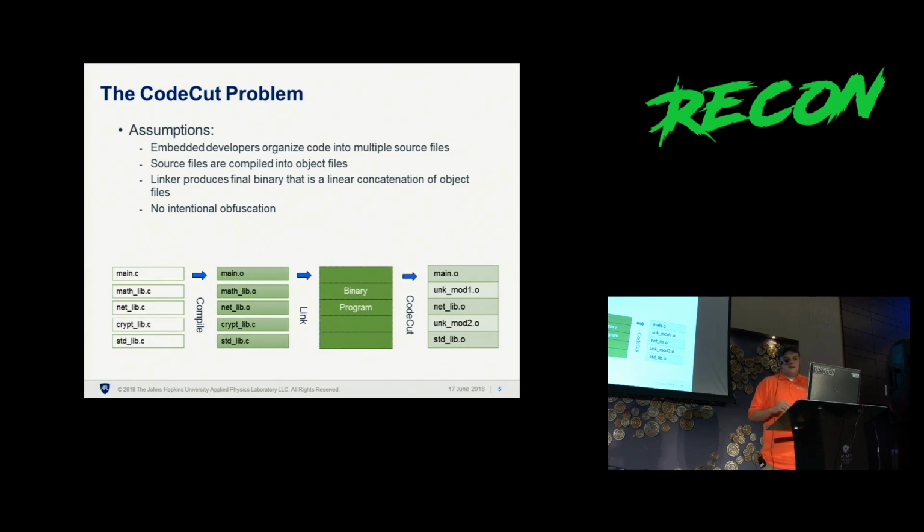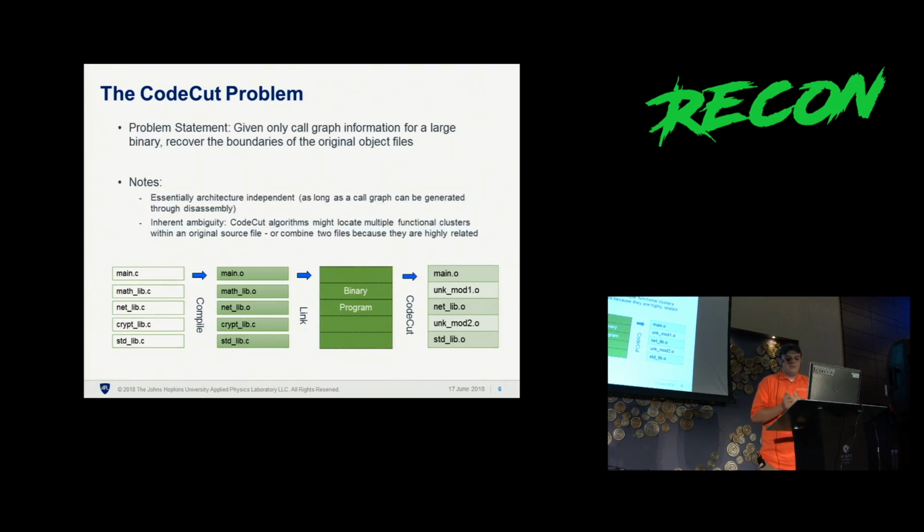So the problem statement is: given the call graph information for my large binary, can I recover the boundaries of the original object files? The reason that I pose the problem this way is that I want it to be architecture independent. I want it to basically run on anything that you can disassemble, anything that IDA works on, anything that any other disassembler works on. Generally, you can pretty easily extract the call graph.